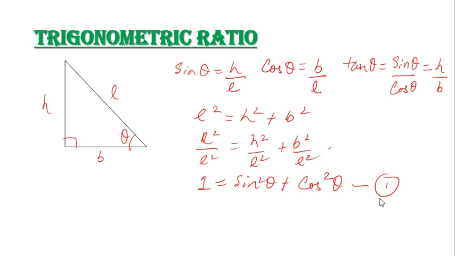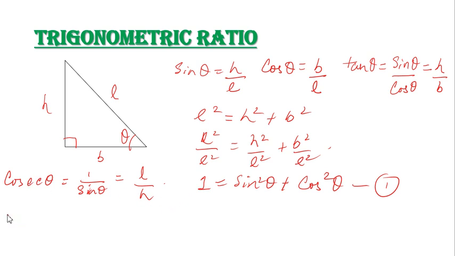Now coming to the trigonometric ratios, there are three more ratios, the reciprocals of these three. The first one is cosec theta. What is cosec theta? Cosec theta is the reciprocal of sine theta. Sine theta is H by L, so if I reverse it, it will be hypotenuse L by H. This is my cosec theta.